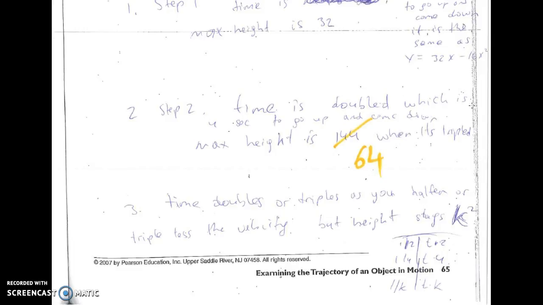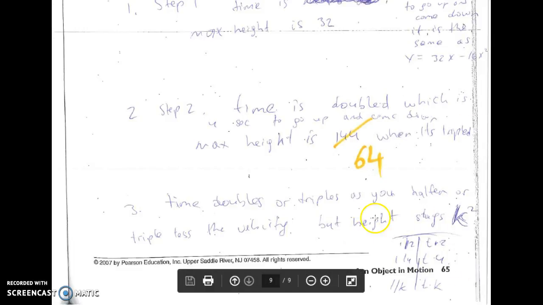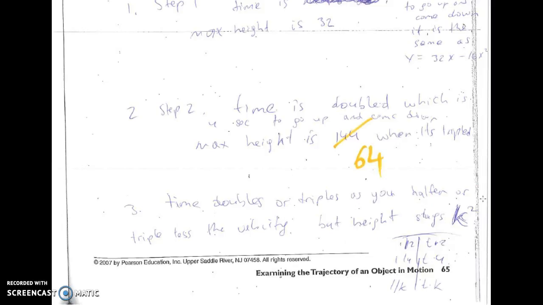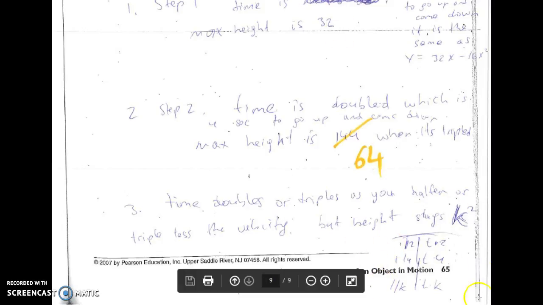So as you can see, there's a pattern here too. When the gravity is half, the time is doubled. When it's 1/4, the time is times 4. So as you can see, I made a table here following the pattern.